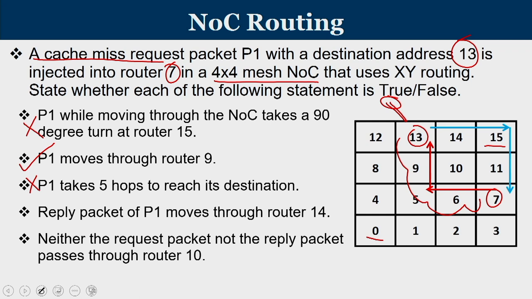The reply packet of P1 moves through router 14. You can see that the reply packet is traveling through the blue arrow. And the reply packet is moving through 14. So, this is true. Neither the request packet nor the reply packet passes through router 10.